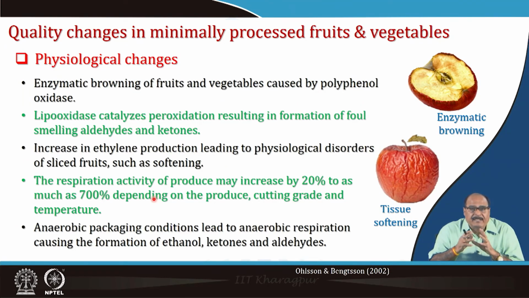Then let us see the quality changes in minimally processed fruits and vegetables. There may be physiological changes, like enzymatic browning of fruits and vegetables caused by the polyphenol oxidase enzyme, and lipoxygenase catalyzing peroxidation, resulting in the formation of foul smelling aldehydes and ketones. There may be an increase in ethylene production, the respiration activity of the produce may increase, and anaerobic packaging conditions will lead to anaerobic respiration, etc. So, during minimal processing also, care should be taken that there is minimal physiological damage, like tissue softening or enzymatic browning, etc.